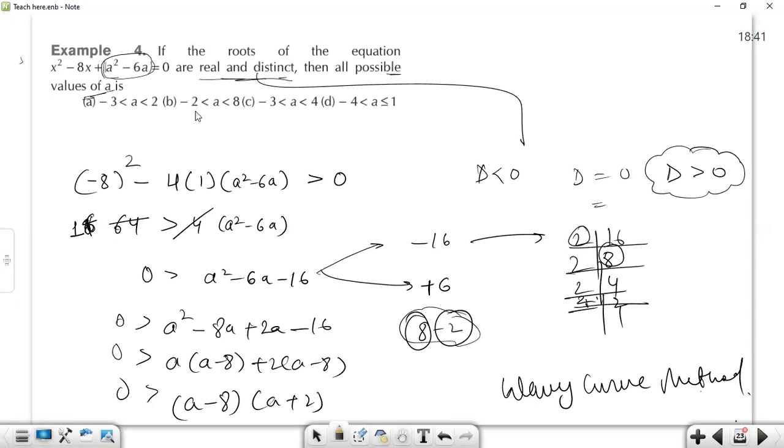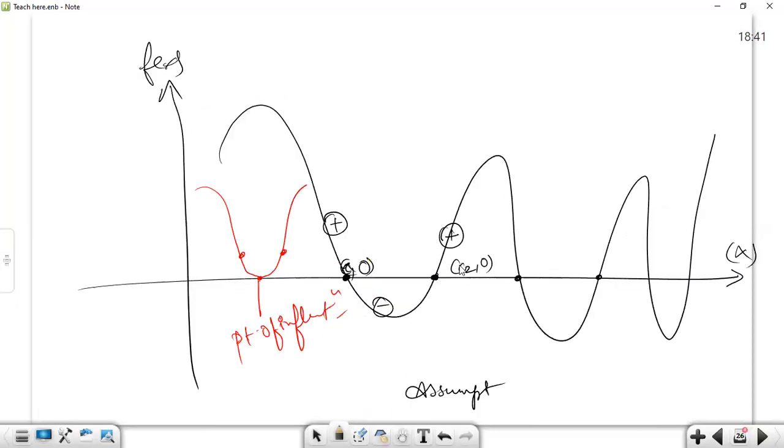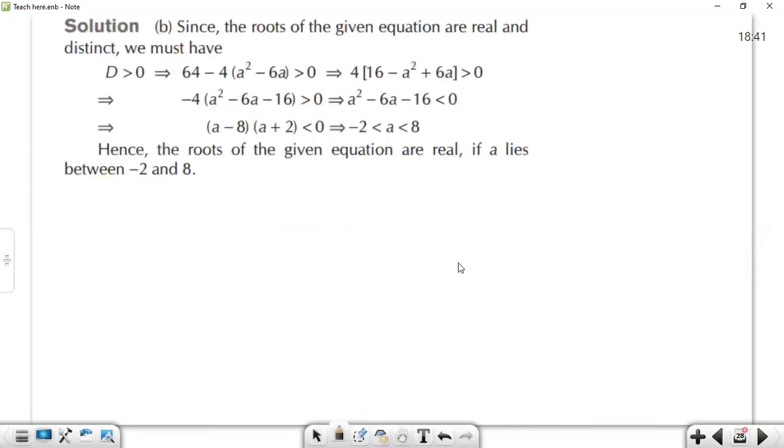Great. So this should be the answer, -2 to 8, and it should not be included. B should be our correct answer. Clear? Yes, sir. Great. So where's the solution? Here's the solution. Clear?